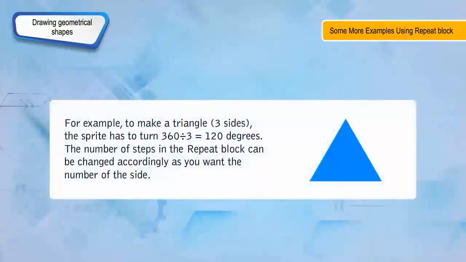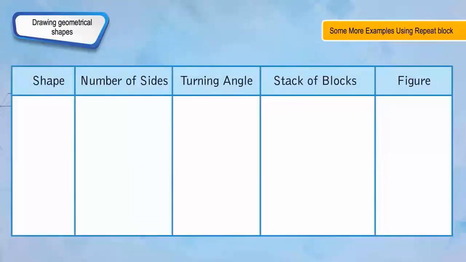For example, to make a triangle, 3 sides, the sprite has to turn 360 divided by 3 is equal to 120 degrees. The number of steps in the repeat block can be changed accordingly as you want the number of the side. So the command will be shape, number of sides, turning angle, stack of blocks.